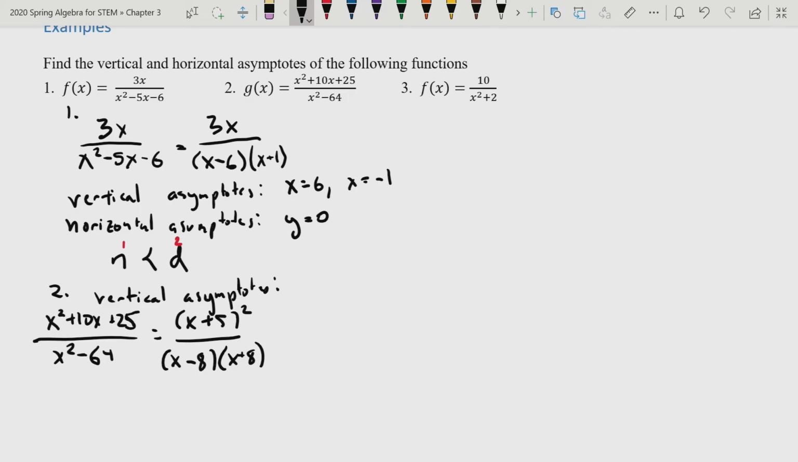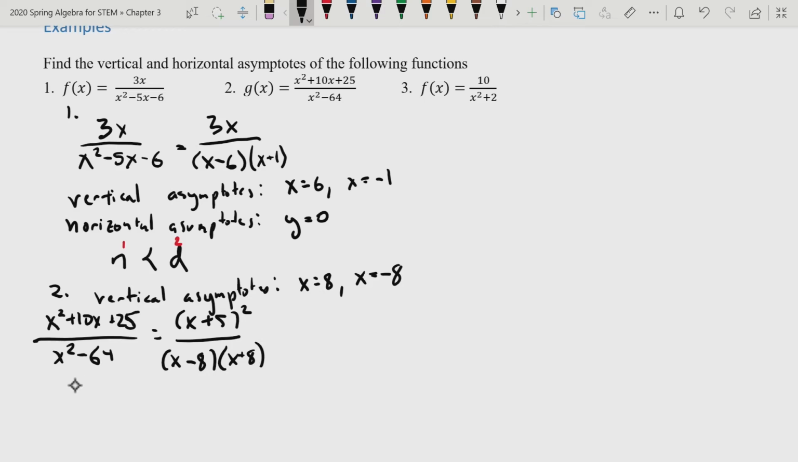We factor the numerator and the denominator to see if they share any factors. If so, we cancel them first. After we cancel them, anywhere the denominator is 0 is going to be an asymptote. So in this case, the line x equals 8, that comes from here, and the line x equals negative 8, that comes from here. Those are the vertical asymptotes.